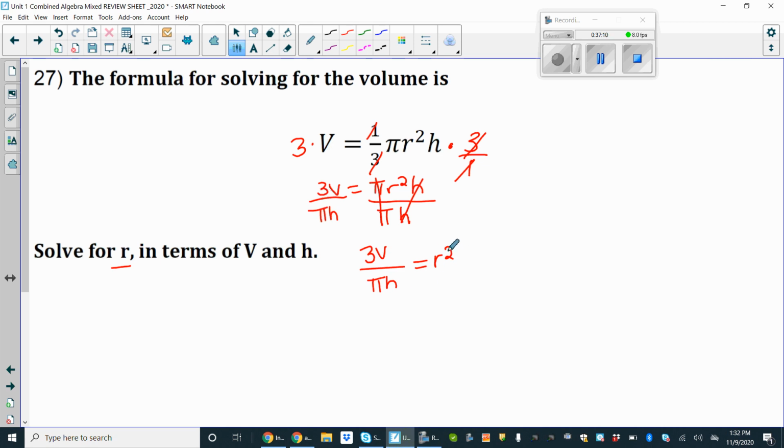Now, to get rid of this squared, the inverse of squaring something is the square root. So you take the square root of both sides to cancel out the squared, and r equals the square root of 3v divided by pi h.